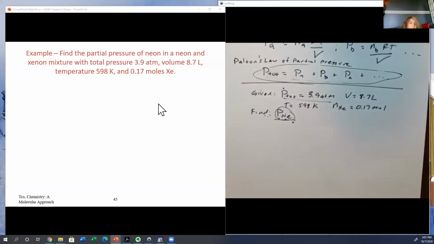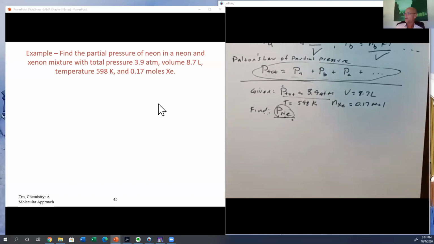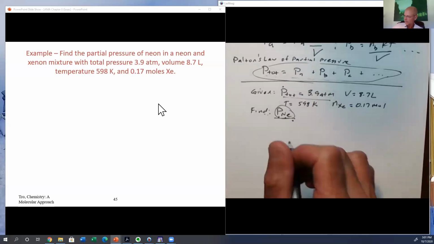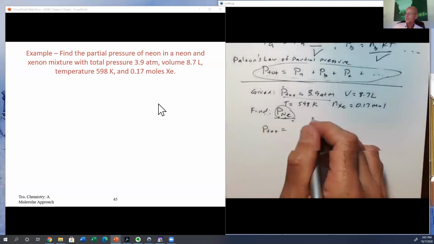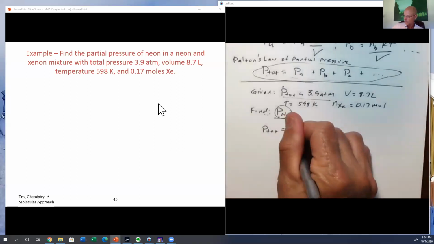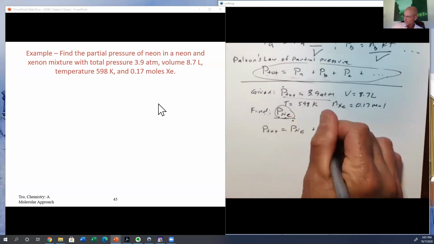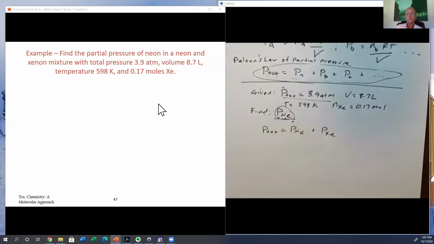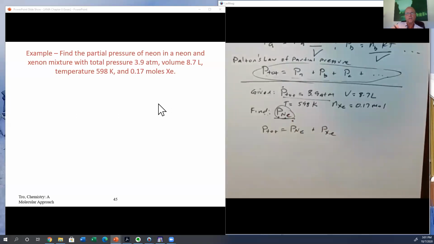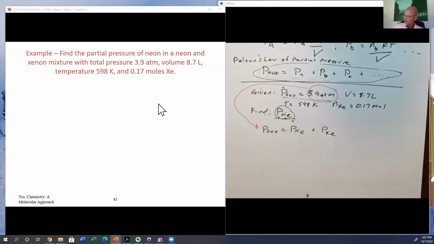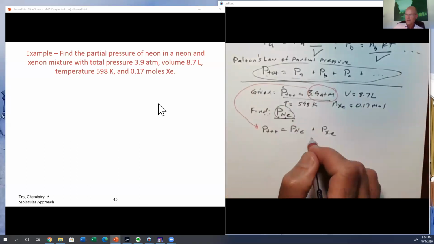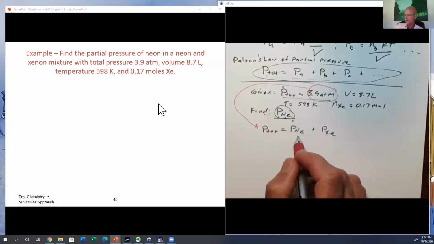Dalton's law of partial pressure, okay? So you know that the total pressure, which you're given, is equal to, since there's two components, the partial pressure of neon plus the partial pressure of xenon, right? So that's one relationship you know. And again, you're just brainstorming here. You know that. This is what you're trying to find. So what else do you need if you want to find this?